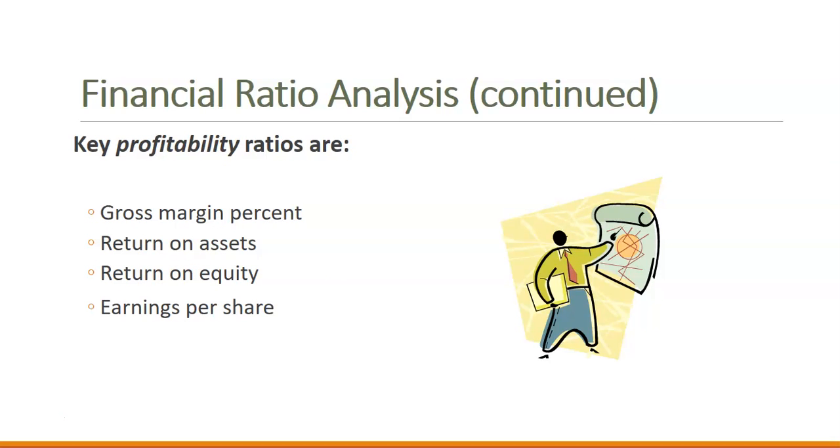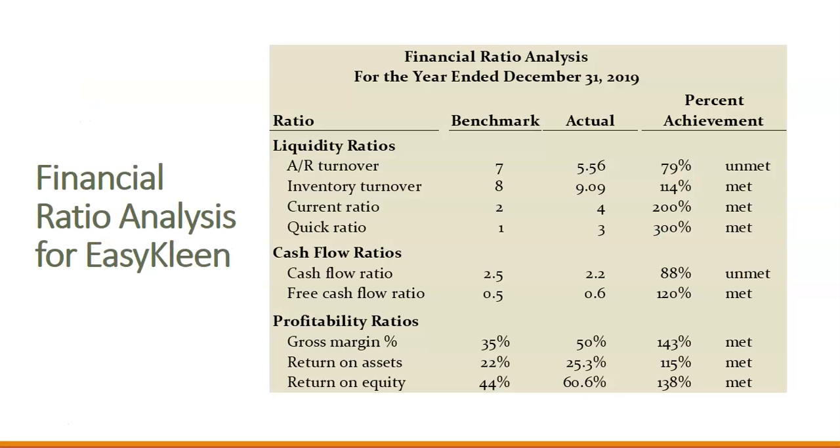And our key profitability ratios are the gross margin percent, return on assets, return on equity, and our earnings per share. So now we see that same company and what their benchmark is for their ratio goals compared to their actual goals and whether they met or did not meet those particular goals. So of the things that they are measured about for their performance evaluation, 2 of them were unmet.